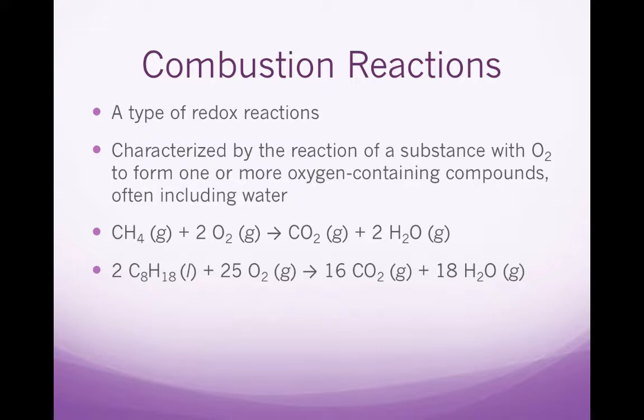Combustion reactions are a type of redox reaction, and they're characterized by the reaction of a substance with oxygen to form one or more oxygen-containing compounds, often including water. And usually for combustion reactions, the products are either carbon dioxide and water or carbon monoxide and water. So this first example is methane reacting with oxygen to form carbon dioxide and water. The second example is ethane, which is the fuel we use in our gas, reacting with oxygen to form carbon dioxide and water. So these are just a subtype of redox reactions.